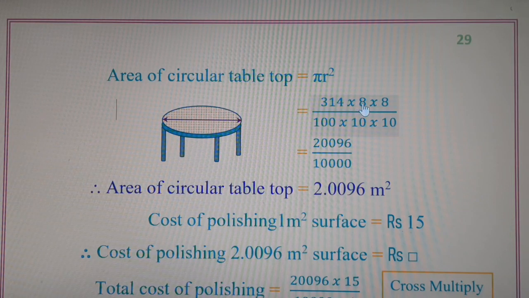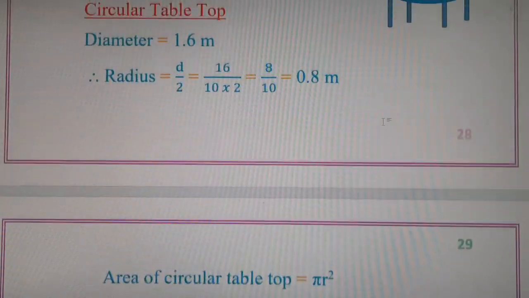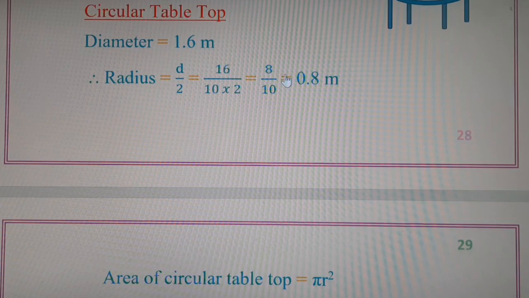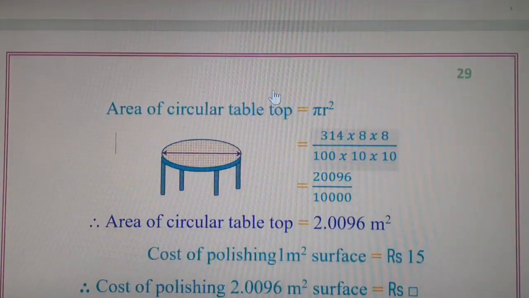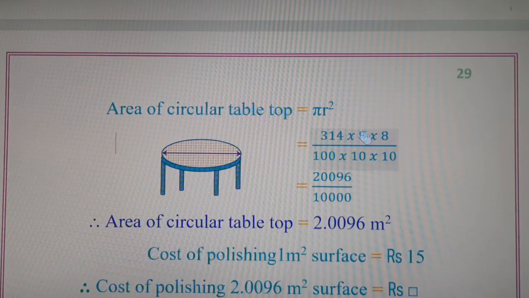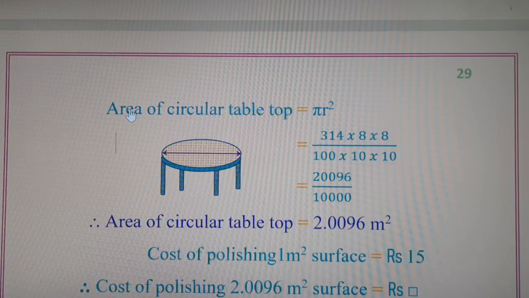So here radius is 8. So we have to multiply 8 2 times. 8 into 8. And we are writing upon 10 because the radius was 0.8 meter. So 8 upon 10 is the radius. So we'll write 8 upon 10 2 times. R square is r into r. That means 8 upon 10 multiplied by 8 upon 10. And we solve this further in order to find the area of the circular tabletop.